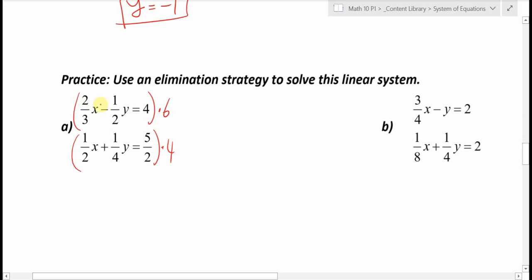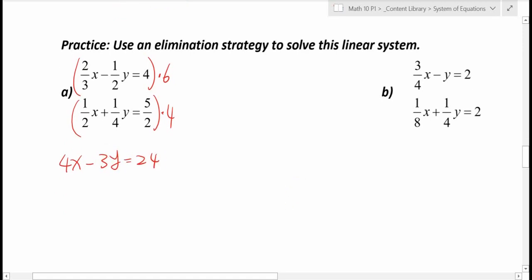Now if you multiply by 6, 2/3 times 6 is 4x. Negative 1/2 times 6 is 3y. 6 times 4 is 24. For the second fraction, 1/2 times 4 is 2x. 1/4 times 4 is plus y. 5/2 times 4 is 10.